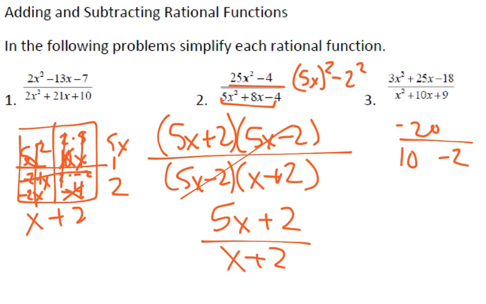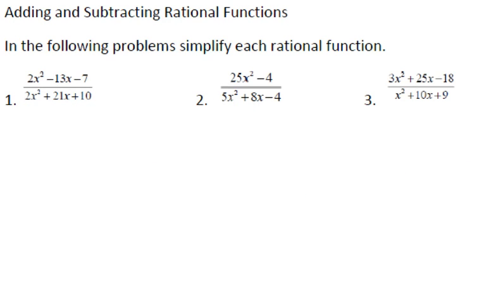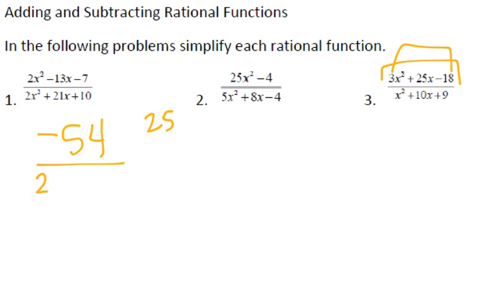Okay, number 3, same idea. Factor 3 times negative 18 would give us what? Negative 54. Factors of 54 that add up to 25. So let's see. That would be 2 and 27. So make this a negative. Multiplied negative 54, add the positive 25, yep.